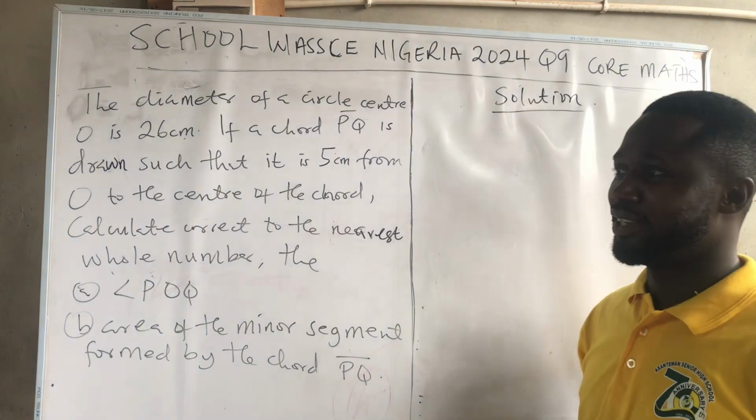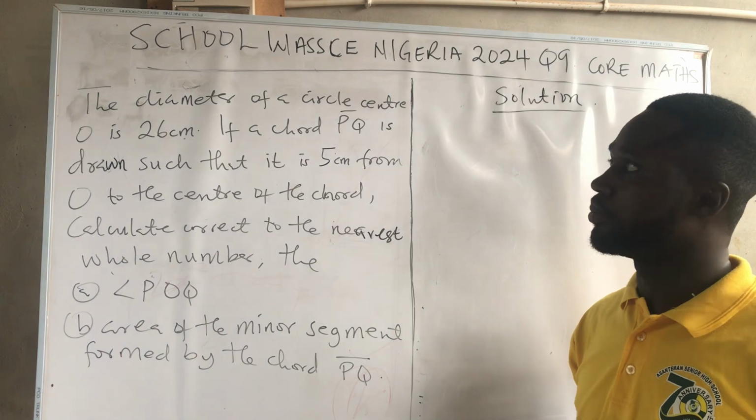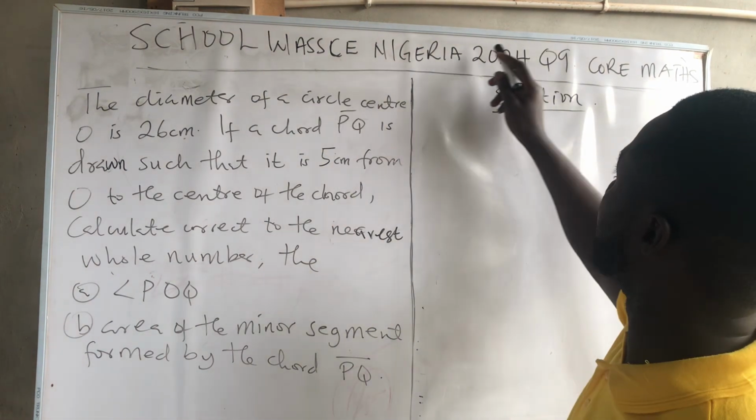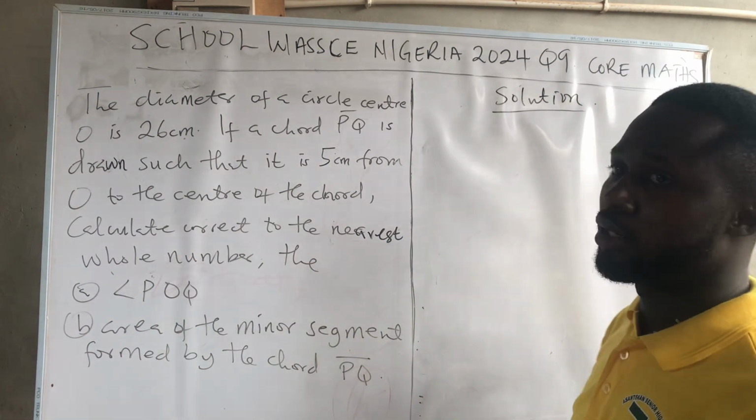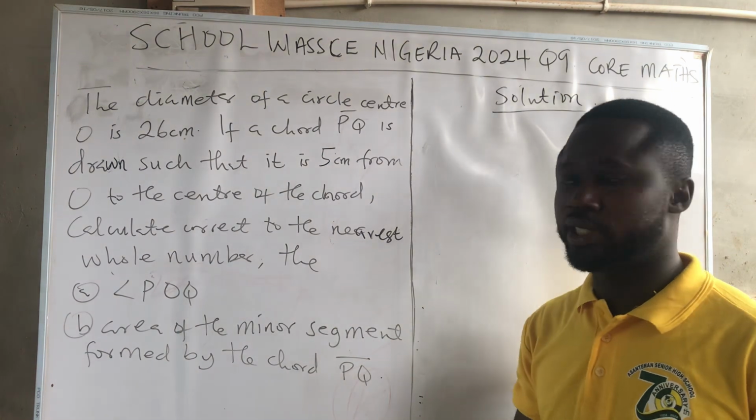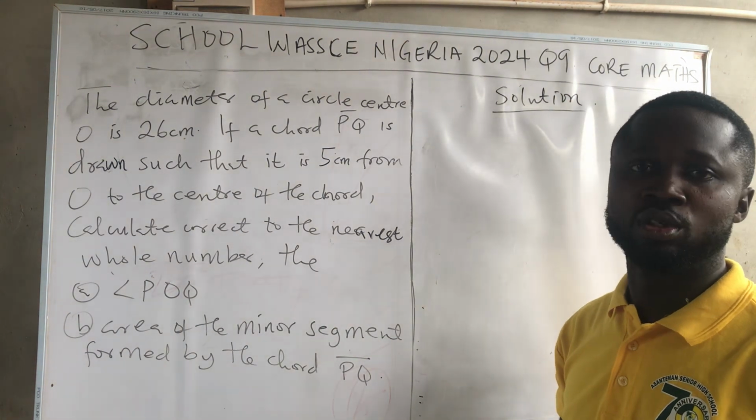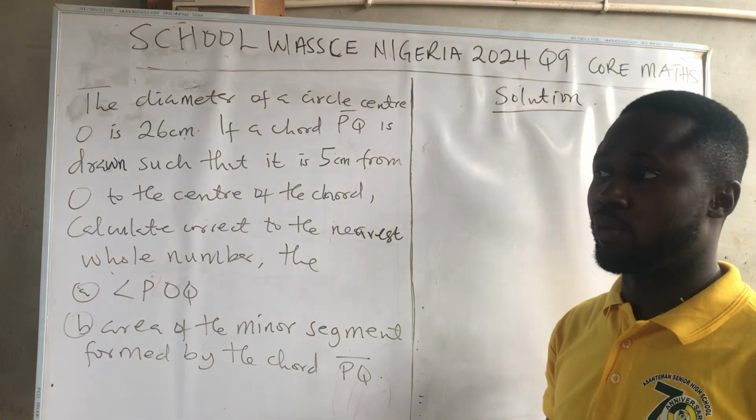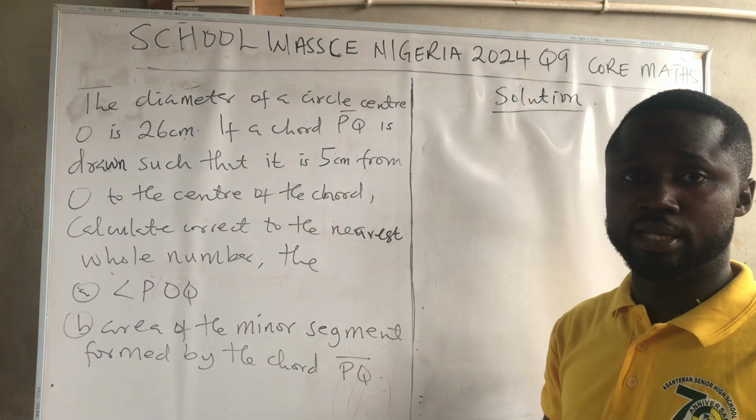Hello. Let's consider this particular question. School WASSCE in Nigeria 2024 question 9, core mathematics. And I know this question will be so much helpful to Ghanaian students who are about to write their WASSCE in August and then September.